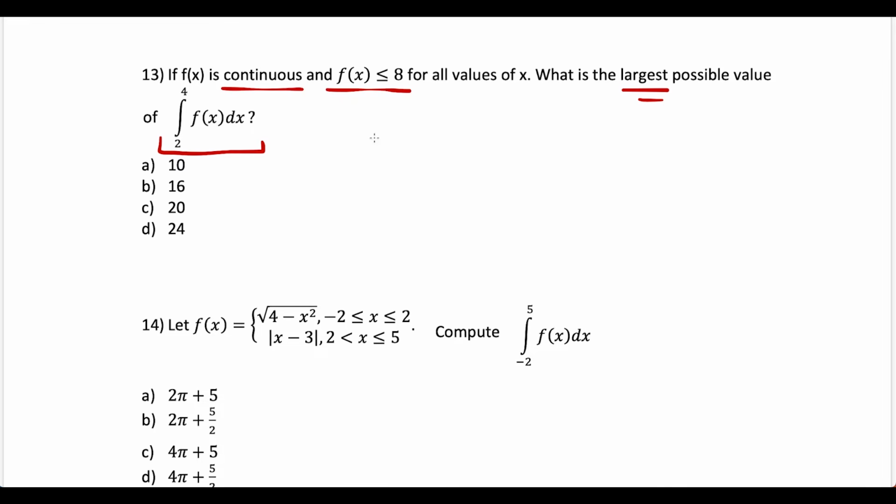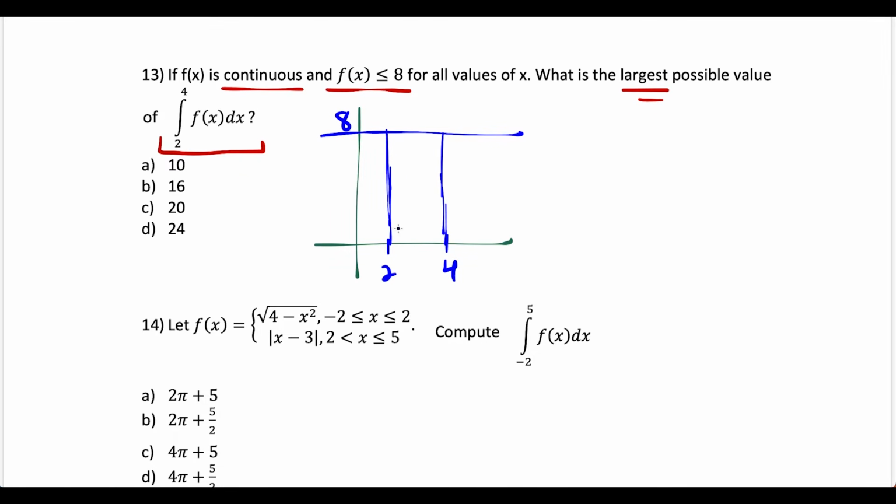Now this question is very easy to overthink, but if we want to make the definite integral, the area under the curve, as large as possible, then we want to make f of x as large as possible. So we could just fix f of x to be the line y equals 8. So when we find the area from 2 to 4, we're just going to be finding the area of this rectangle here. And notice that this rectangle is a 2 by 8. So it's going across 2 and it's going up 8. So we just do 2 times 8, and the area on the inside is going to be 16 square units. So choice B is our answer.